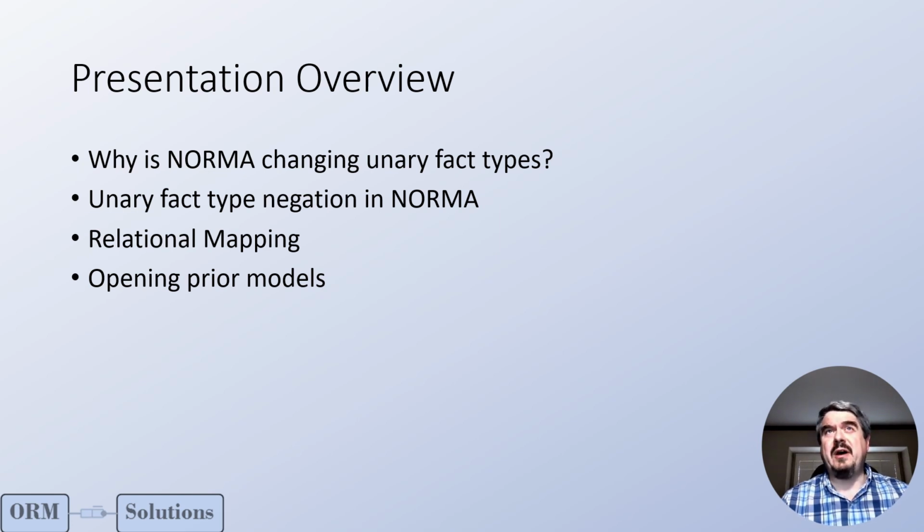For now, I want to know why we're changing the unary fact types, what was wrong with them to begin with, and what I mean by the notion of a unary negation. We'll also look at the implications on relational mapping and a few tips on what it will take to open prior models. You'll see some visual changes on the unaries as soon as you open a prior model, and you need to know how to deal with those.